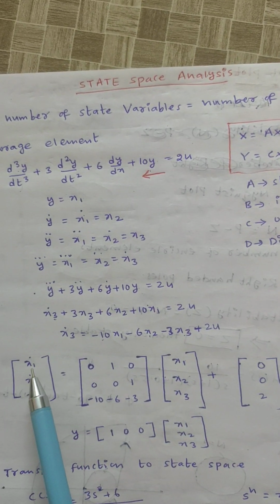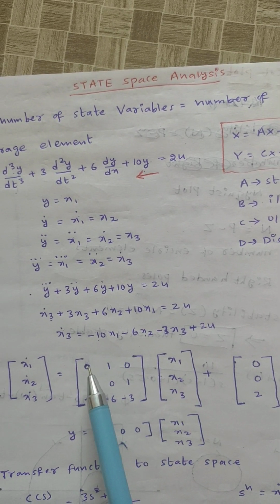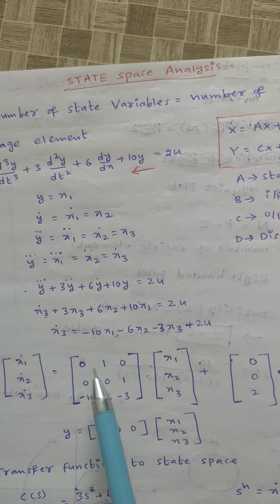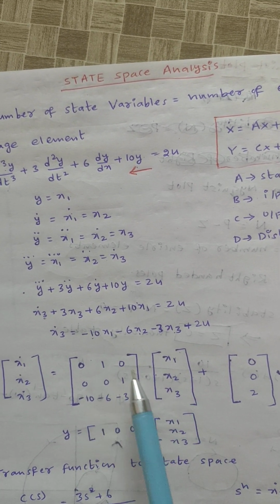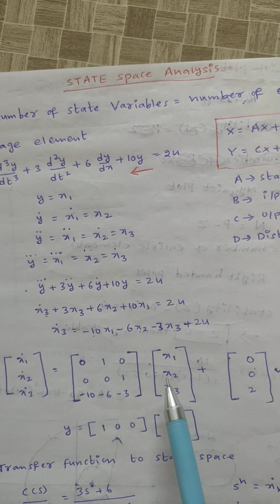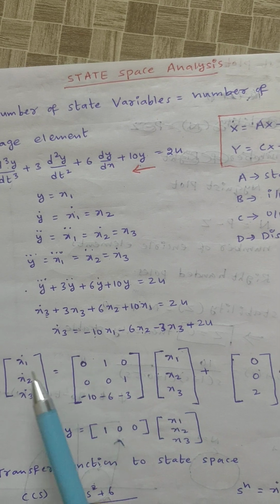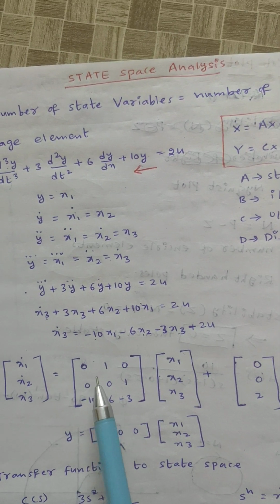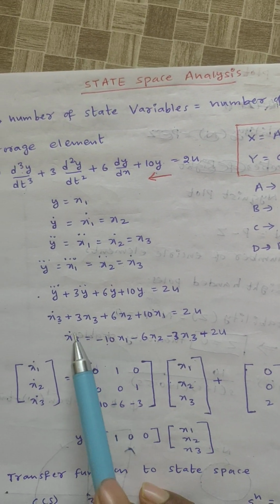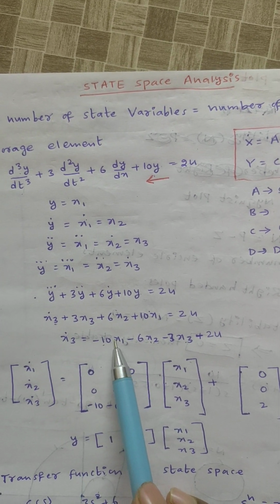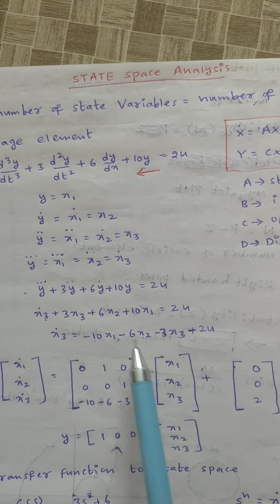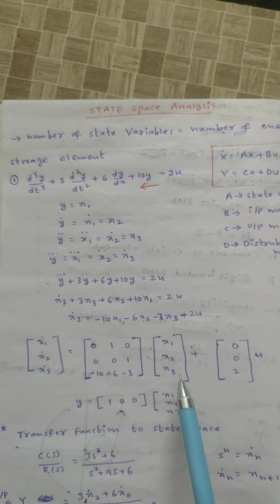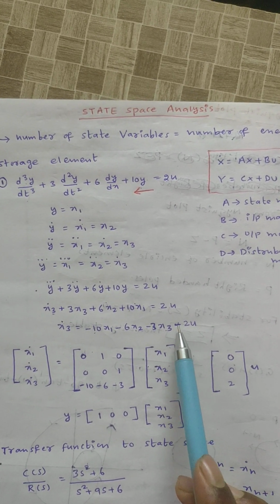Now see here, what is the x1 dot equation? Only x2. That means the first term will be 0, the second term is 1, and the third term is 0. That is x1 dot equals 0 into x1, which gives 0, plus 1 into x2, plus 0 into x3. Then x1 dot equals only x2, satisfied. Similarly x2 dot equals x3, that is 0, 0, 1 for x3 only. Next x3 dot equals minus 10 x1 minus 6 x2 minus 3 x3, plus 2 into u.